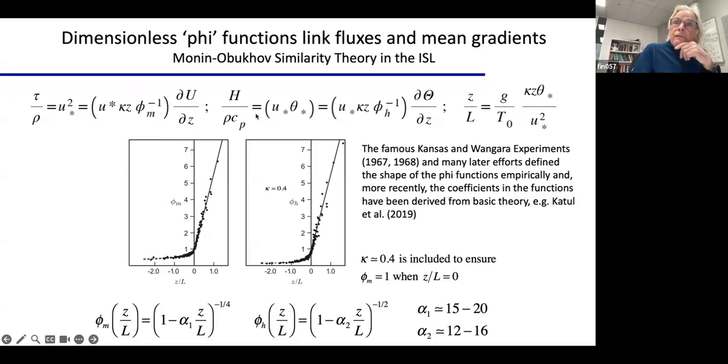Same thing happens for the heat flux. Now we're using this different function, phi h to the minus 1. These two are slightly different. And again, there's a reminder of what z upon L actually means.